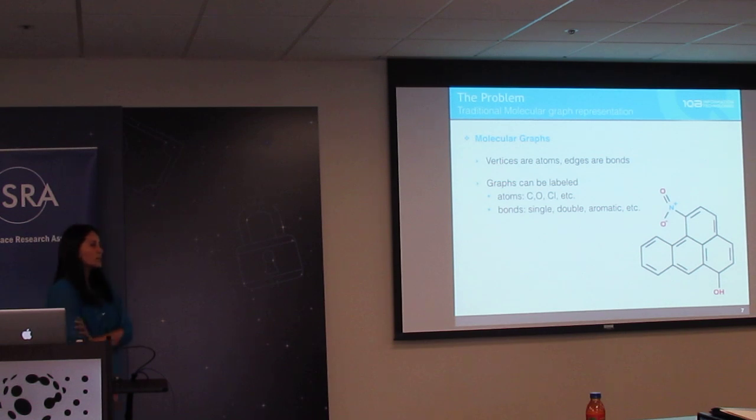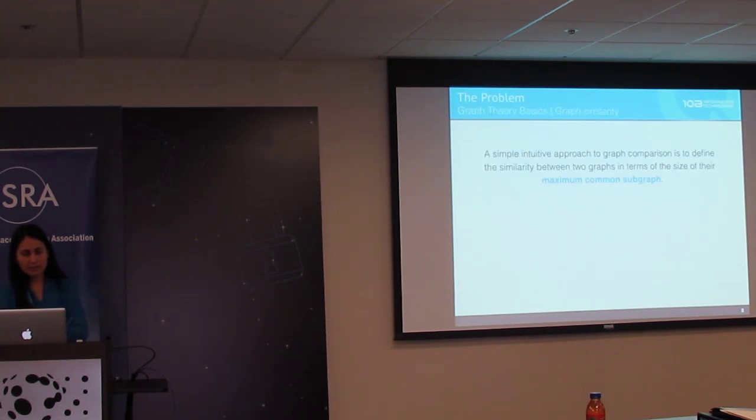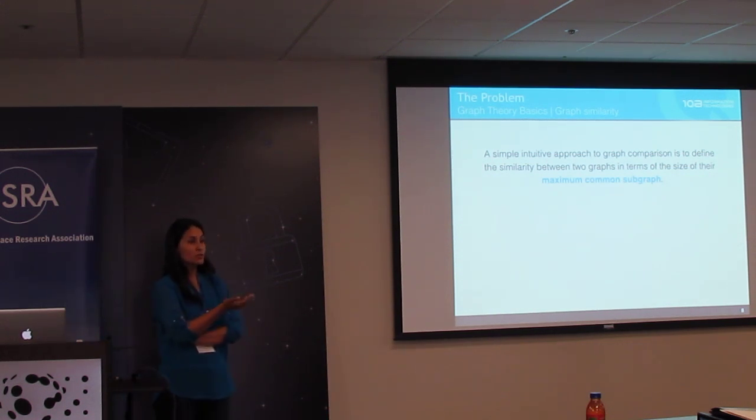So normally, a molecule is very easy to be represented as a graph where the vertices are the atoms and the edges represent the bonds. You can also write the properties of these molecules in the labels of the graph or the labels of the vertices or the edges too. So then the traditional path will tell you that if you want to calculate a similarity between two graphs, you can find the maximum common subgraph between the two molecules.